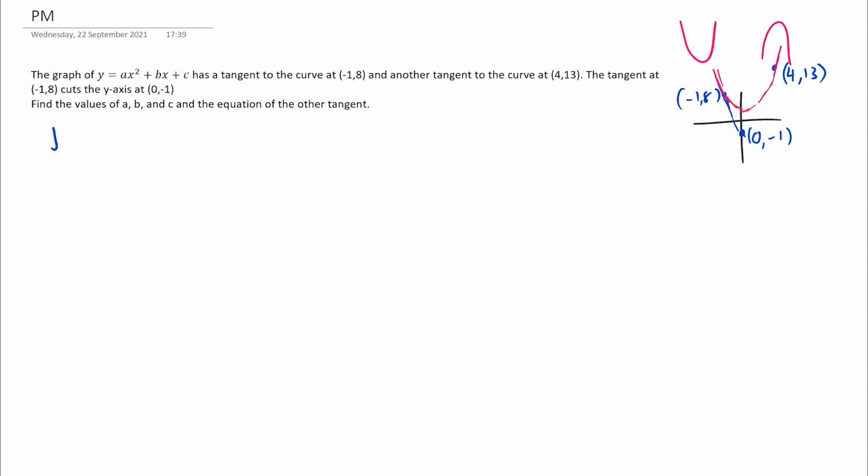The first thing we're going to do is write down f of x, because I never really like working with y, I prefer f of x. Then I can differentiate this. So f dash of x is equal to 2ax plus b. Now it says that the tangent at (-1, 8) cuts the y-axis at (0, -1). So you've actually got what the gradient is at x = -1.